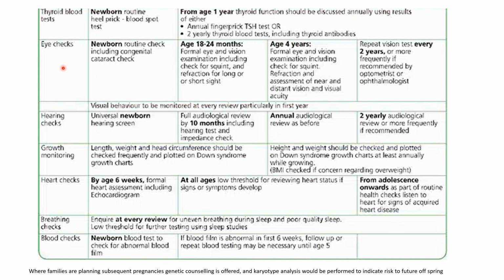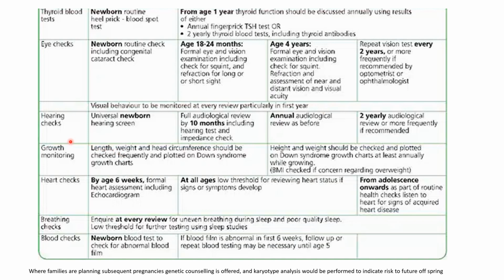Then eye checks should be done. You have the newborn's routine check, including congenital cataract check. So this can be done at 18 to 24 months, with a formal eye and vision examination, including check for squint and refraction for long and or short sight. Then age 4 can have a formal eye and vision examination, including check for squint, refraction, and assessment of near and distant vision and visual acuity. Then repeat vision tests every 2 years or more frequently if recommended by the optometrist or the ophthalmologist. Then the visual behavior should be monitored at every review, particularly in first year.